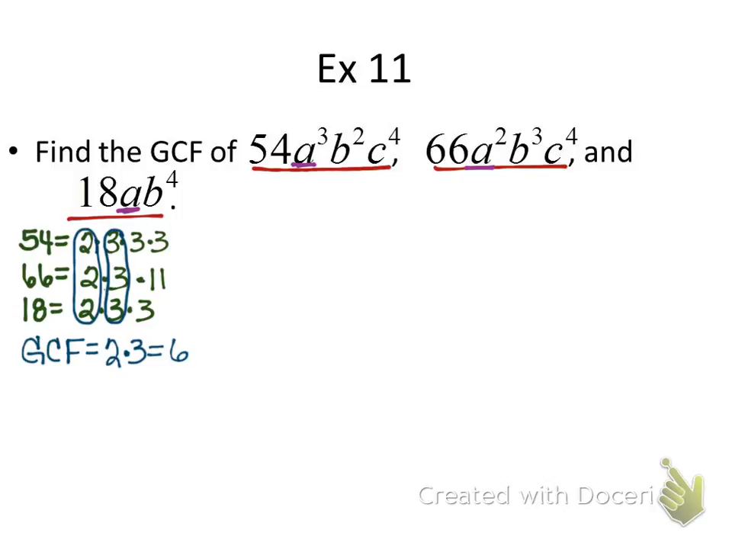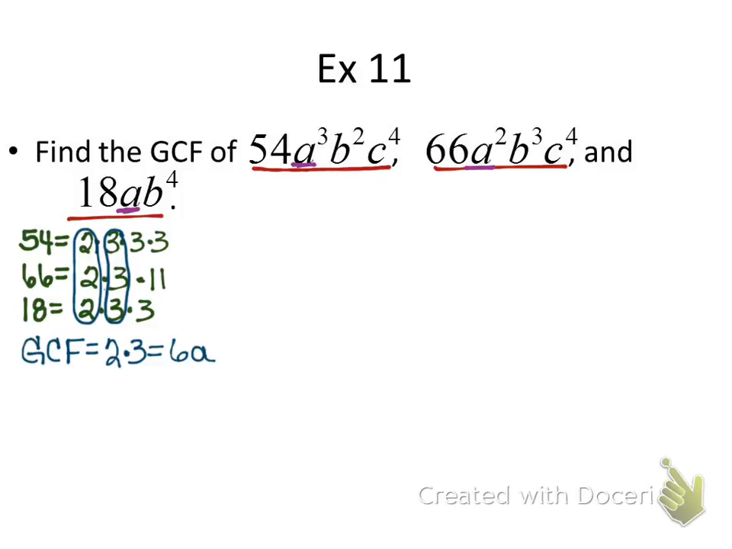Raise your hand if you can tell me which variable I would choose and why. Nico? Just a. Why do I choose that? Because it's the lowest number. Yeah, it's the variable with the lowest exponent.